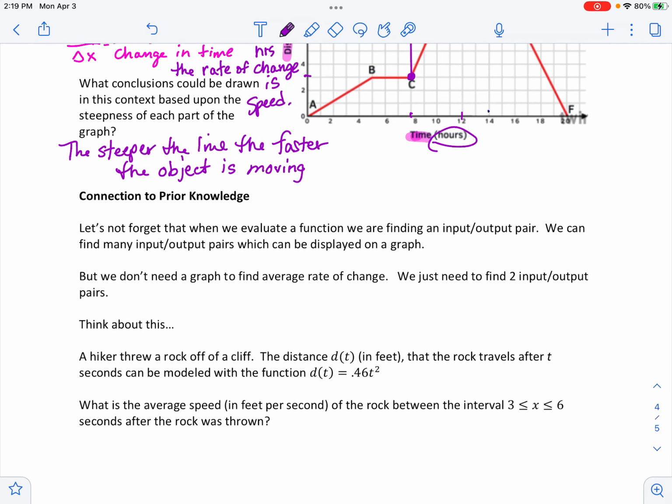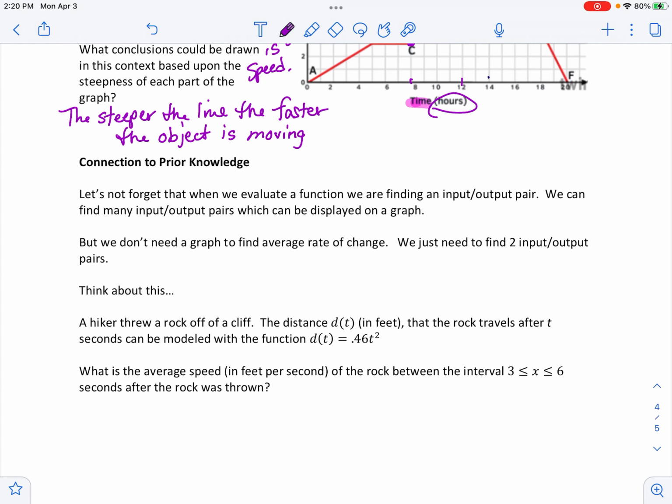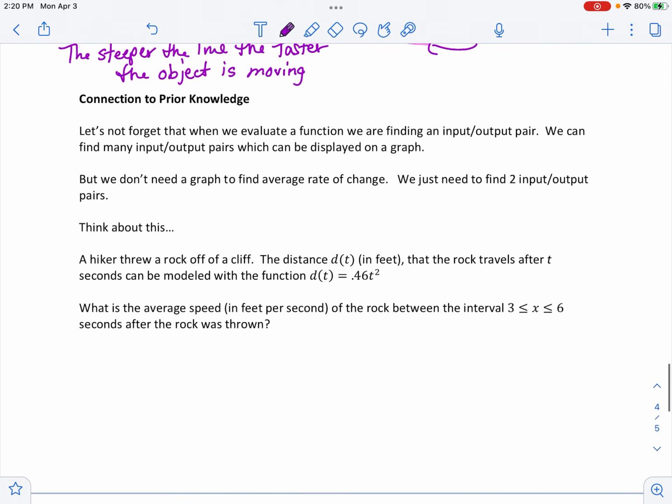The last thing we want to talk about is how to find the average rate of change if our function is given to us as an equation. Let's take a look at what that might look like. Here's an example. A hiker threw a rock off a cliff. The distance, d of t, in feet that the rock travels after t seconds can be modeled with the function d of t equals 0.46 t squared. What is the average speed in feet per second of the rock between t equals 3 and t equals 6 after the rock was thrown?